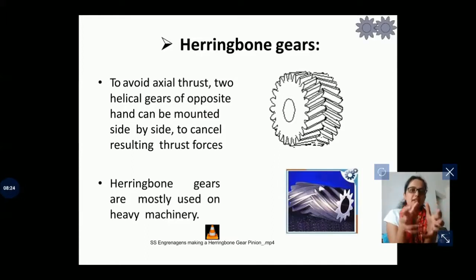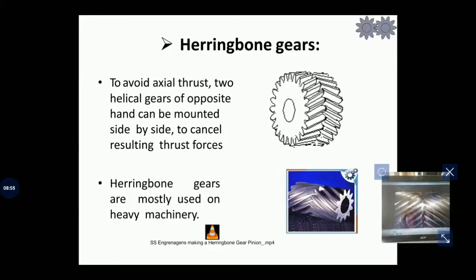Here in case of herringbone gear, we are mounting two opposite-handed helical gears side by side. So if left hand helix has axial thrust in this direction, right hand helix is in the opposite direction, so they cancel each other. But it has a high cost, so it will be used only for heavy machines. Here we have the herringbone gears. You can see two opposite handed gears are mounted side by side.